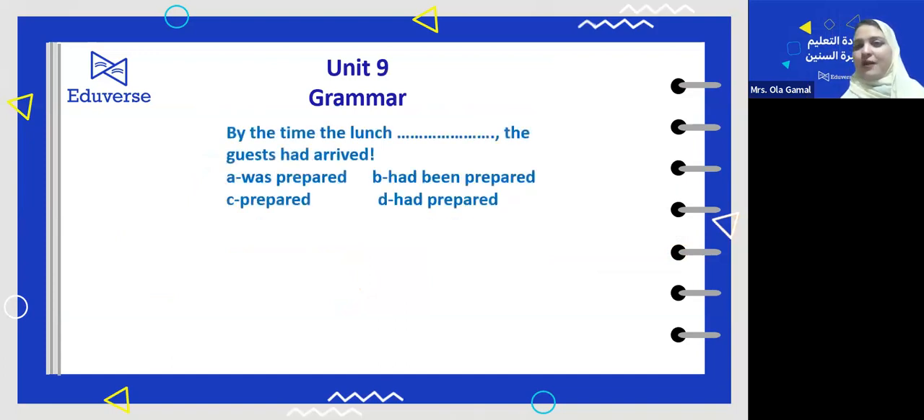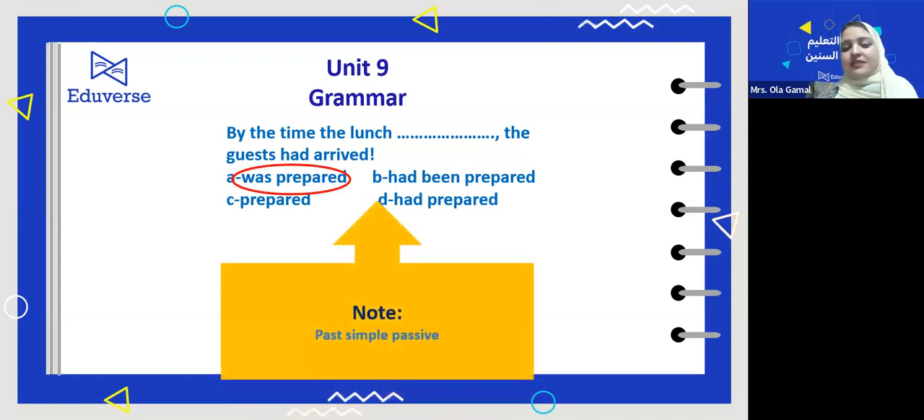Now here's the grammar for Unit 9. By the time the lunch was prepared, it had just arrived. After by the time, as I said, we use past simple, but this sentence is considered passive. So it's past simple passive, which is was prepared. So by the time lunch was prepared, it had just arrived. And we use had arrived because by the time is a time expression for the past perfect. That's why we used had in the next sentence, because it's considered the first act.